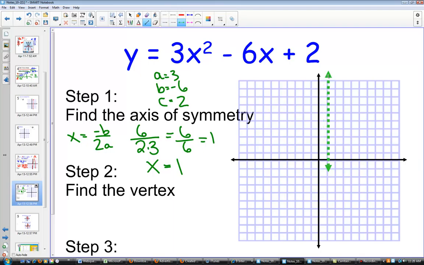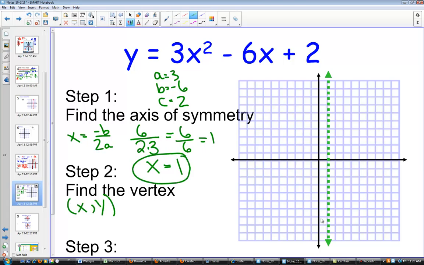a line right here at x equals 1. That's my line of symmetry. My vertex is going to be either my minimum or maximum point of my parabola, and I already know the x value of it. I know it has to be somewhere on this line, so x has to be 1.